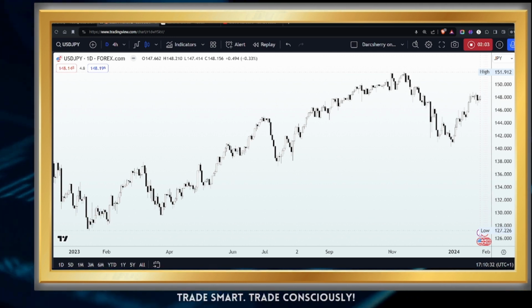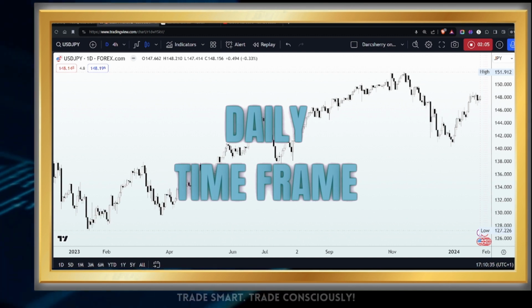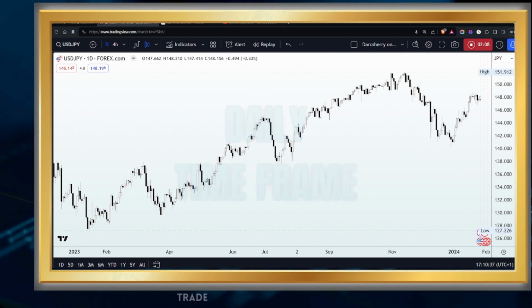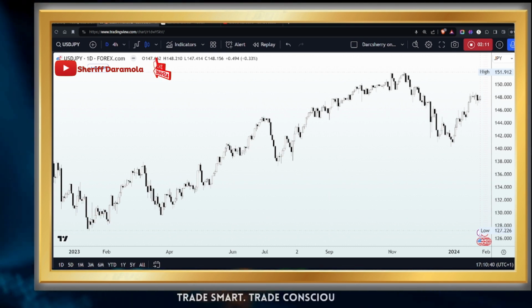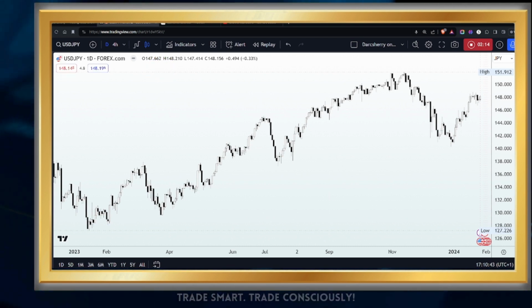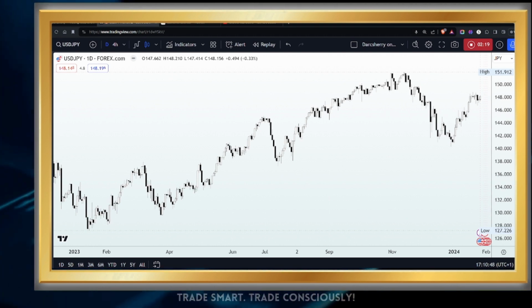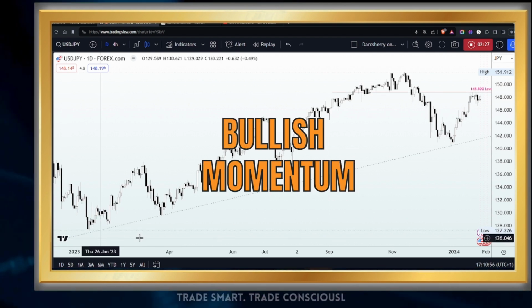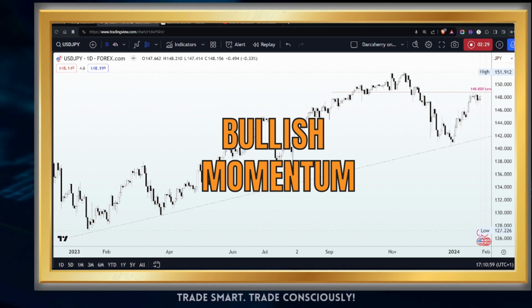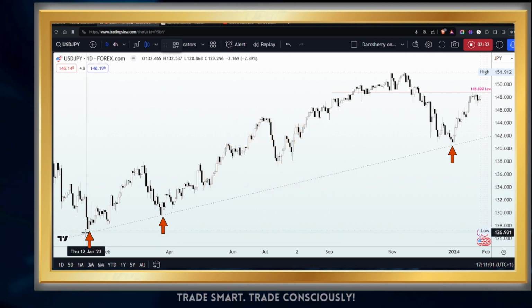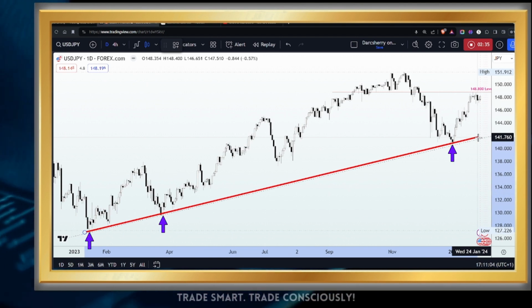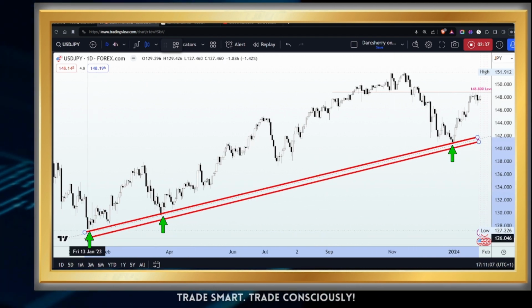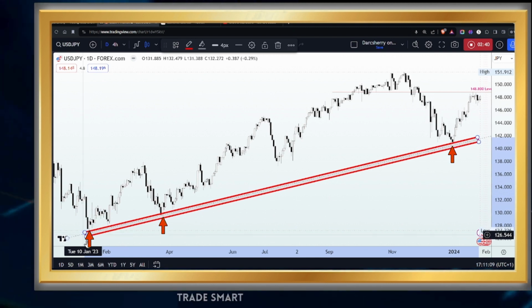Now, the first thing we are going to be doing this week is to run through the daily time frame, where I will be taking into consideration the nature of price action since the beginning of last year. That's historical data of about 12 to 13 months, which of course reveals that the nature of price action has been on a strong bullish momentum. And in that regard, I was able to connect a series of higher lows here, giving us a beautiful ascending trend line to buttress the strength of the buyers in this market.